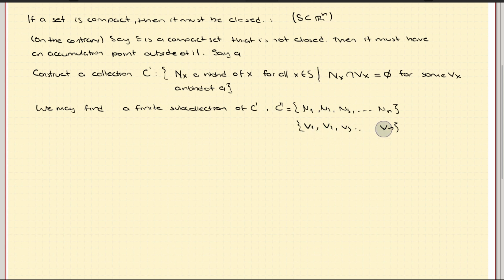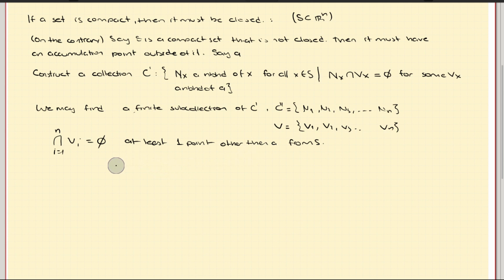Since this collection is finite, let's call the collection V. Since V is finite, we may take the intersection of all of these V_i's, for i from 1 to n. We know that this is not empty, because every one of them contains A, and every one of them contains infinitely many points from S. Since we take a finite intersection, this should contain at least one point from S other than A. So here we have a contradiction.